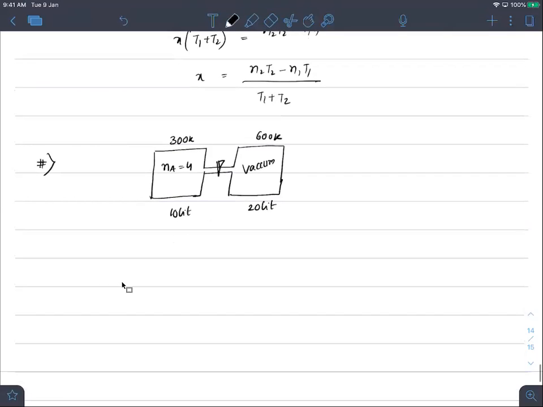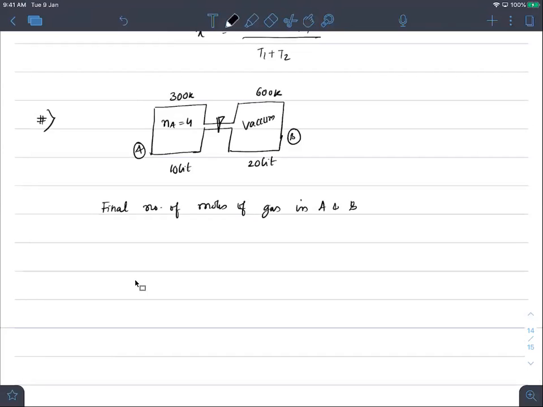In this case, it is asked what are the final number of moles of gas in A and B. That is, this is container A and this is container B. This was the question given. Try this, guys. It's a very simple question. You should be able to answer it fast.